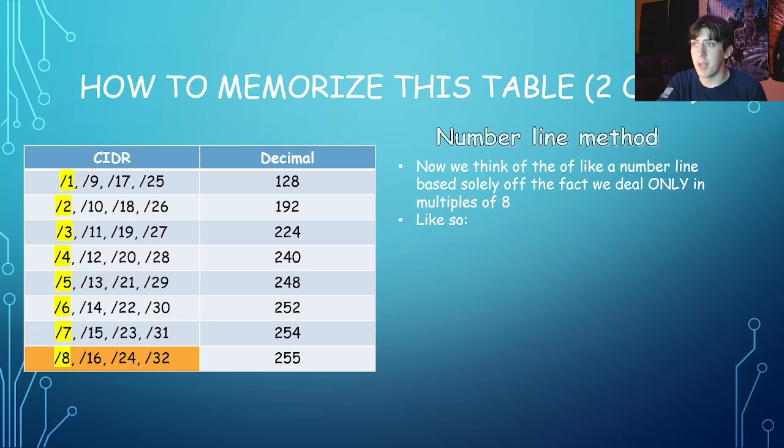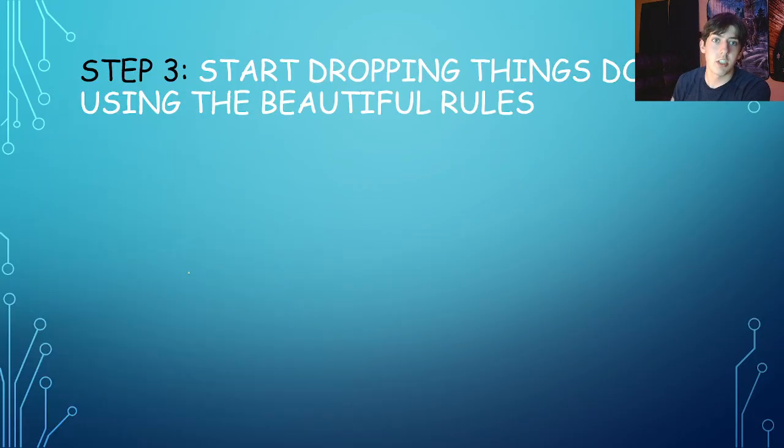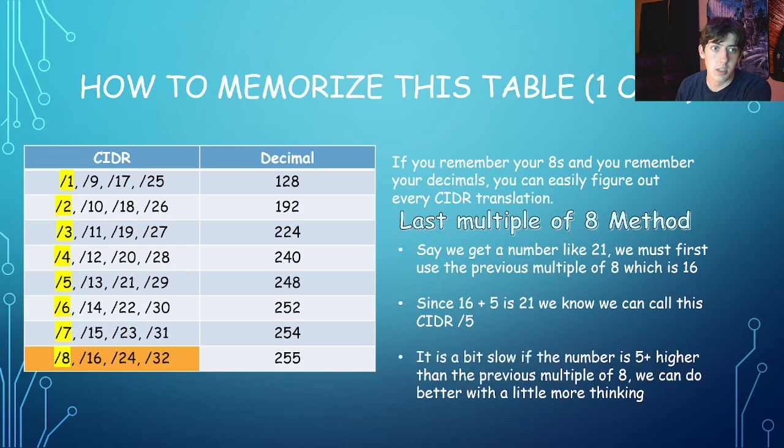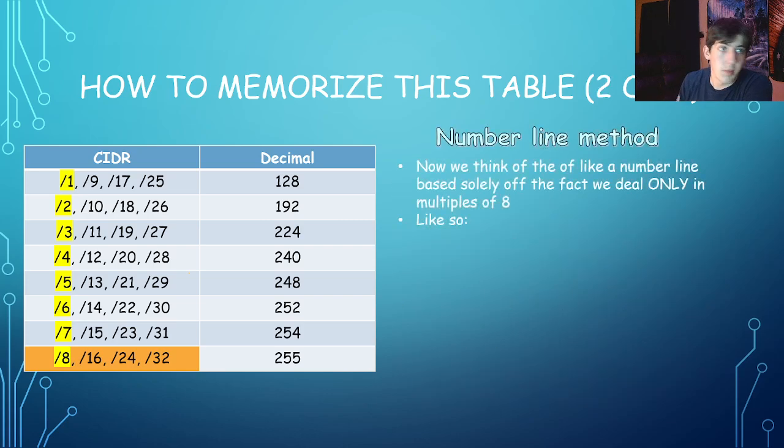So we're going to do the number line method. Now we think of the numbers kind of like a number line. I messed up. I had to make an iteration change, but anyways.